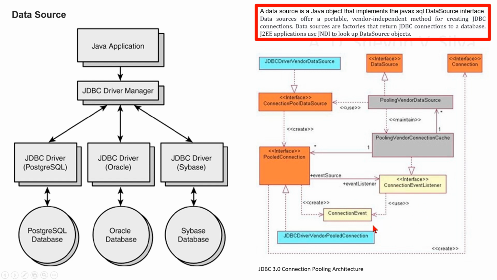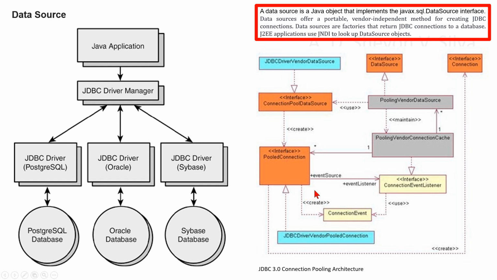Class ConnectionEvent, an event object that provides information about the source of a connection related event. Connection event objects are generated when an application closes a pool connection and when an error occurs. A connection event object contains two kinds of information: the pool connection closed by the application, and in the case of an error event, the SQL exception about to be thrown to the application.